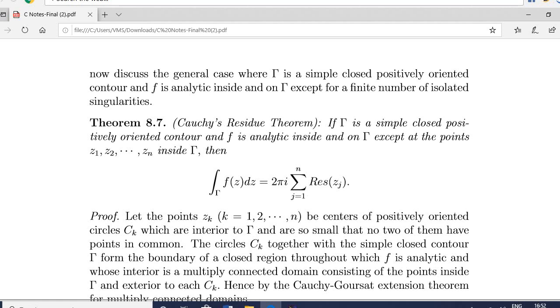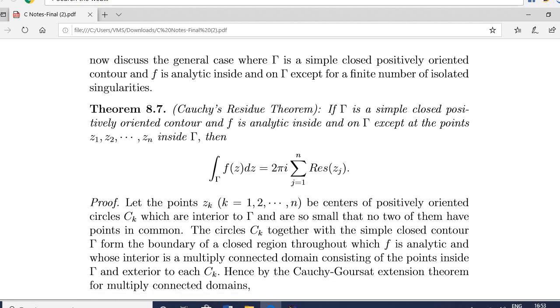So now this picture is like Cauchy theorem for multiply connected domains. So you have a big circle or closed curve, say gamma, and inside that closed curve gamma there are small circles which do not have points in common. So small circles C1, C2, Cn. Now these circles Ck together with the simple closed contour gamma form the boundary of a closed region throughout which f is analytic. So the only points where f was not analytic are Z1, Z2, Zn. Now they are inside those small circles. So outside these small circles and inside gamma, we know that f is analytic.